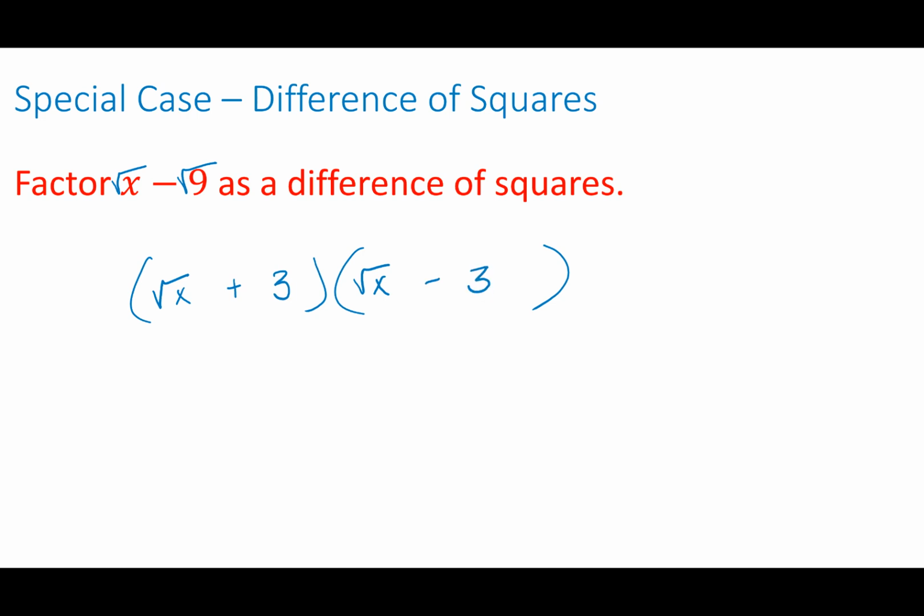If you were ever given one that's just something x minus 9, you recognize that the number is a perfect square, but you only have an x or a z or a t or something like that, you can treat that as the square root of that value, and it will work. So this one is square root of x plus 3, square root of x minus 3. This one's just a little bit different.